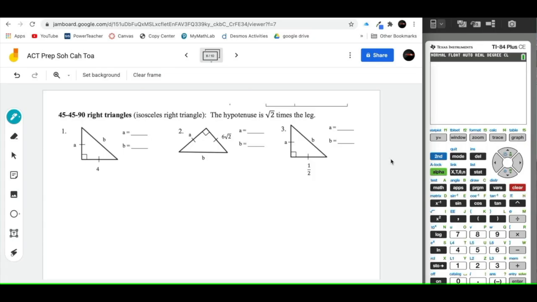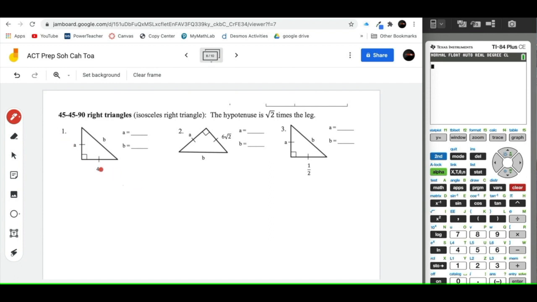Another great secret on the ACT math test to save time is to know something about your special right triangles. One of those special right triangles is the 45-45-90, also called the isosceles right triangle. Remember that an isosceles triangle has at least two equal sides, so this one's right here, but a right triangle has a right angle in it, so this is always going to happen when you have a 45-45 right triangle.